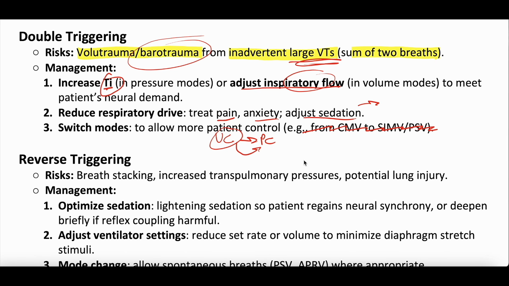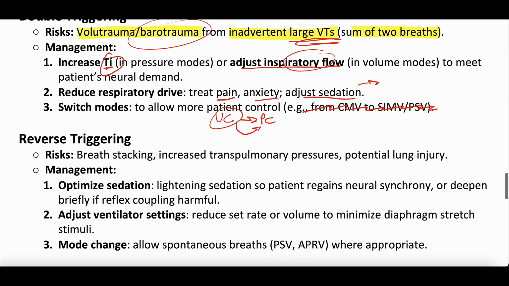step. Reverse triggering risks the same thing, right? Breath stacking, increased pressures, barotrauma, lung injury, all that kind of stuff. What you do for breath stacking, for reverse triggering is different though. Sometimes lightening sedation can actually help reverse triggering, right? The exact opposite of what helps double triggering.